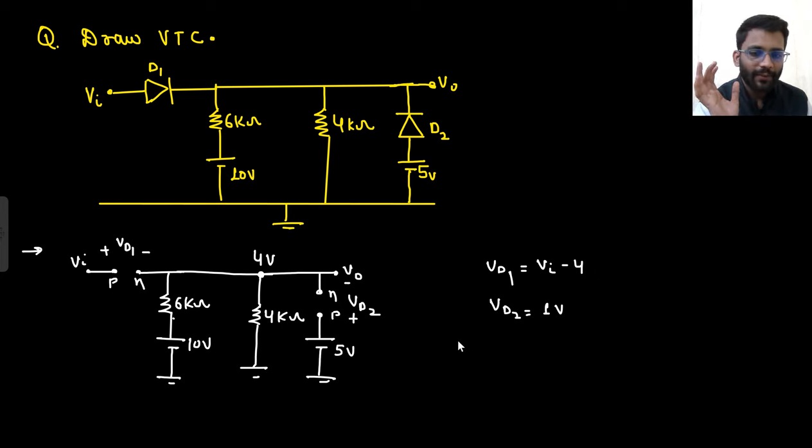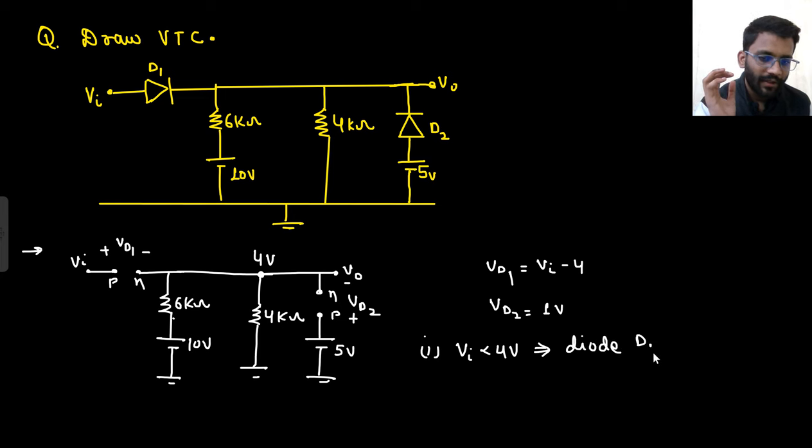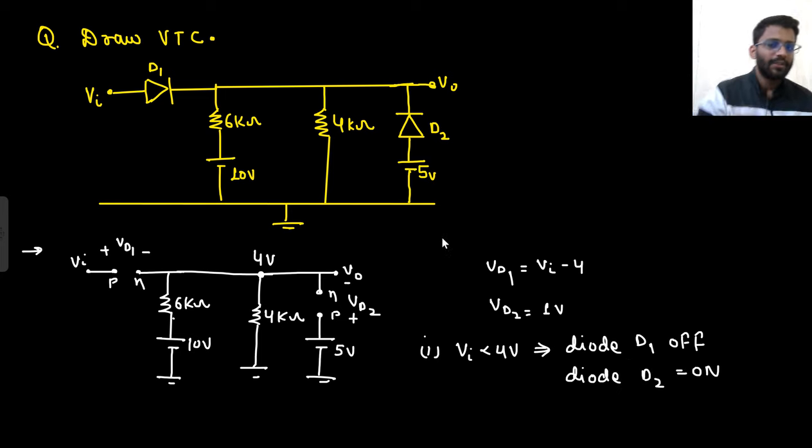One thing we certainly know. First case, if Vin is less than 4 volt, what will happen? This VD1 will be negative. Diode D1 off. And D2 will certainly be on, because if D1 is off, then Vin will not come into action. This is 4 volt and VD2 will also be 1 volt. So diode D2 will be on.